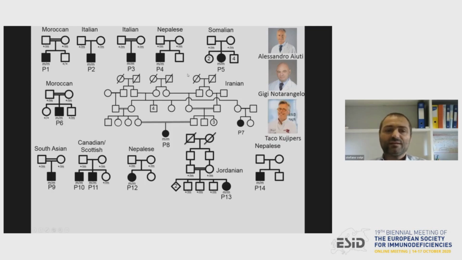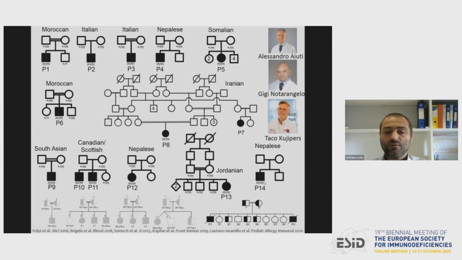At the time, at ESID, when the result came back, there was a gene that was mutated in common, with a homozygous mutation: ERBC1B. Then at ESID several other groups reported other patients. So we decided to combine all the patients reported so far with Taco Kuijpers in Amsterdam, in a very nice collaboration. In our report in 2018 in JACI, we collected all the clinical and immunological features.